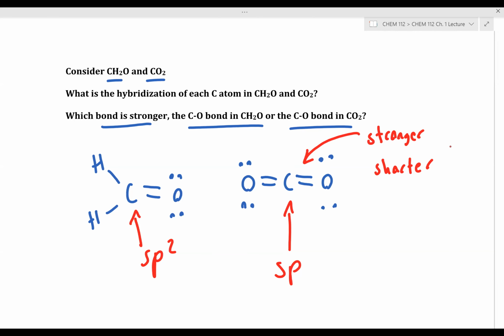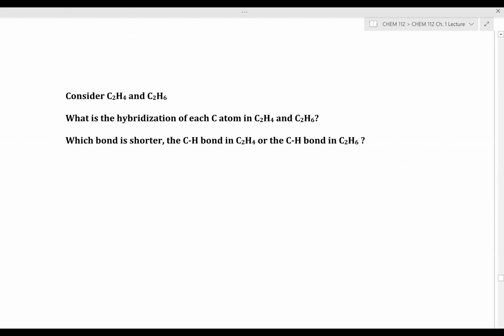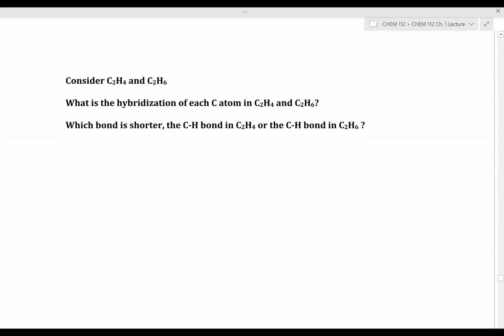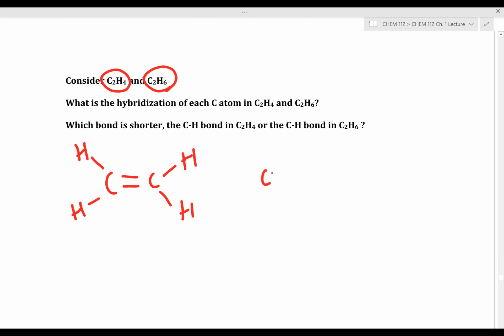Any questions on this example? Let's do one more of this type, just to make sure we're comfortable assessing hybridization. And this one, I would really put a star next to as an interesting case, not only of assessing hybridization, but also thinking about potential resonance effects. So comparing C2H4 and C2H6, let's draw out both of these structures. So the first is ethylene, the second is ethane.